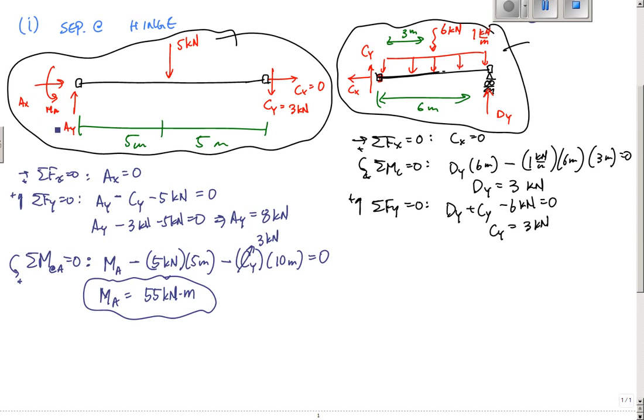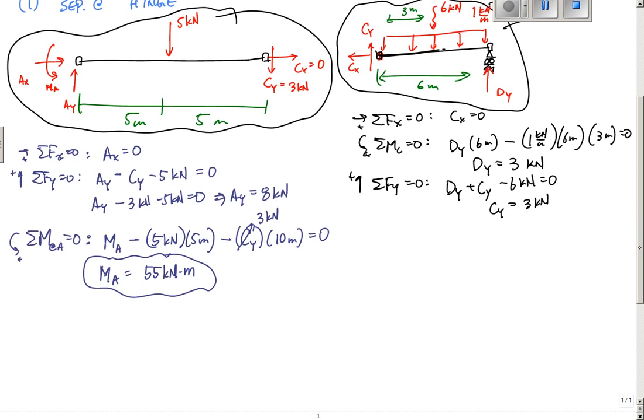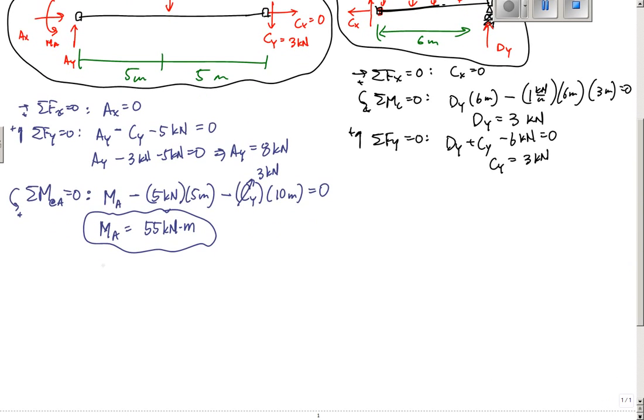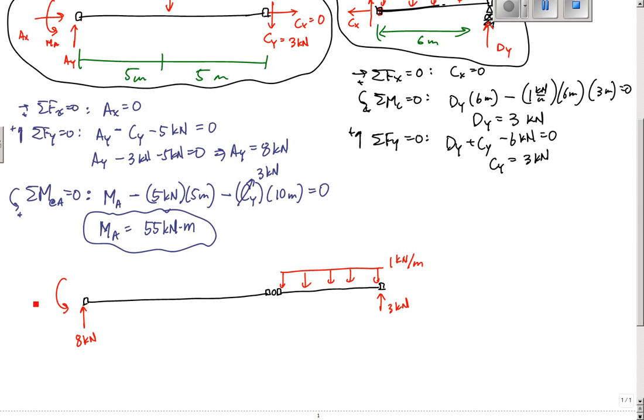And so finally, all this together, I could redraw the entire structure right here. I redraw the entire structure like this, and I know I forgot the hinge here, but I have this hinge. And if I want to get ready to draw the shear and moment diagrams, I would set it up like this, 1 kilonewton per meter. Just to make sure, Ay would be 8 kilonewtons, Dy is 3 kilonewtons right here. This moment about A was 55 kilonewton meters. And this is how I would set it up to draw my shear.